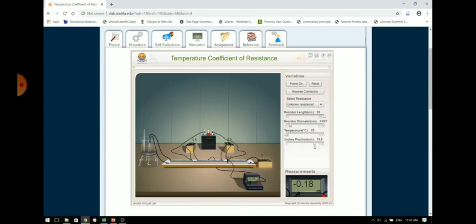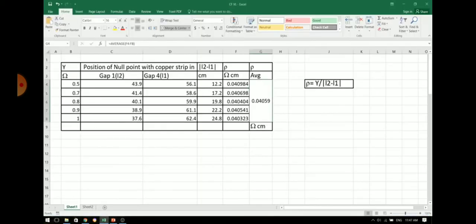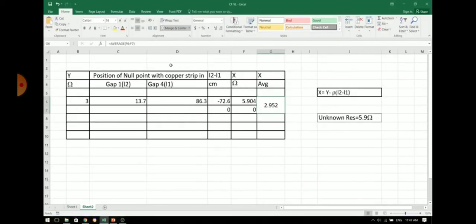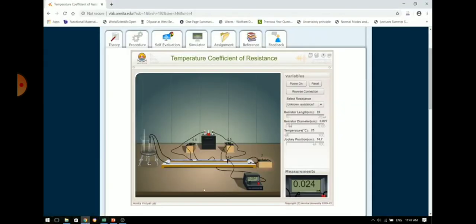Now it's negative, minus 0.18, now it's 0.024. You are sliding very carefully to make it almost equal to zero. Now it's 0.024, you can consider it zero. Now put that value in the table. There is another table I have just chosen, for the value of the unknown resistance. So what are the values?